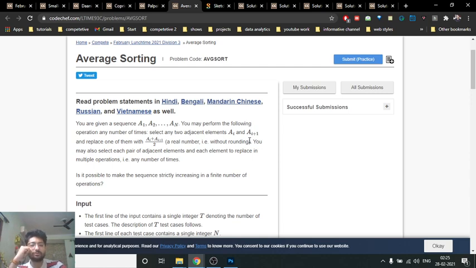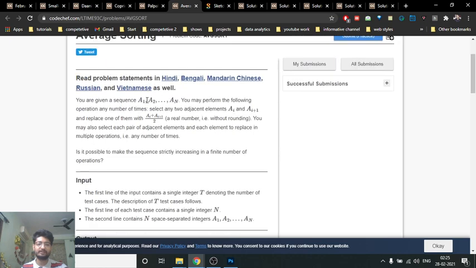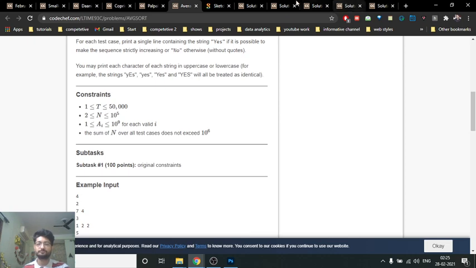Okay, and then what you actually have to find out here is whether you can make this whole array which is given to you, A1 till AN, strictly increasing, by doing some finite number of steps. You just have to find out whether you can do that or not, and that's the problem.